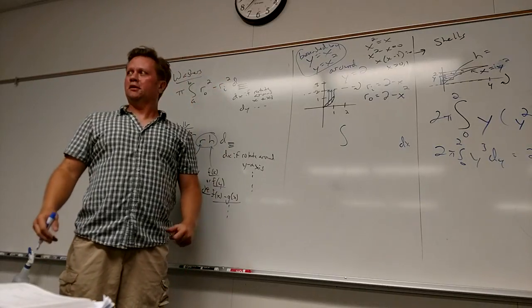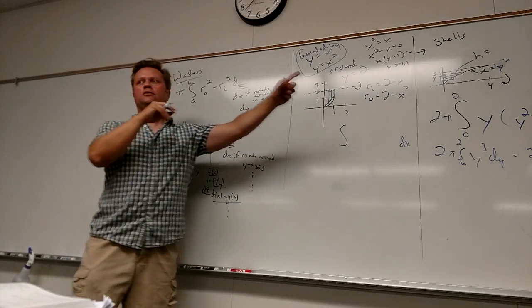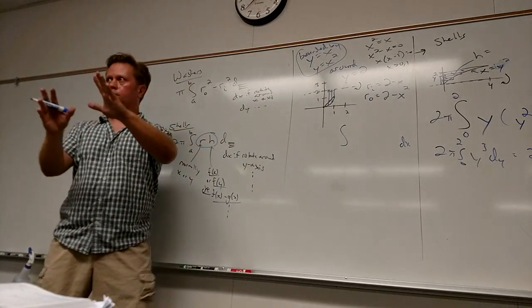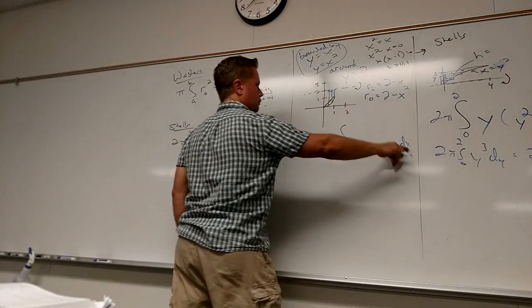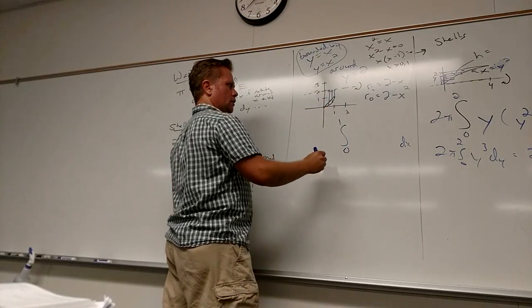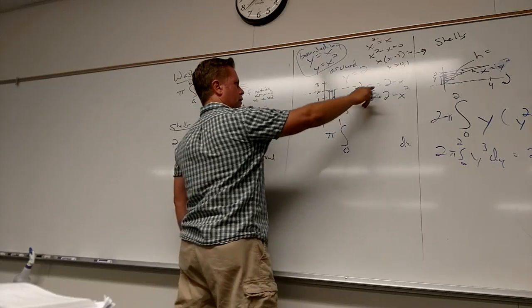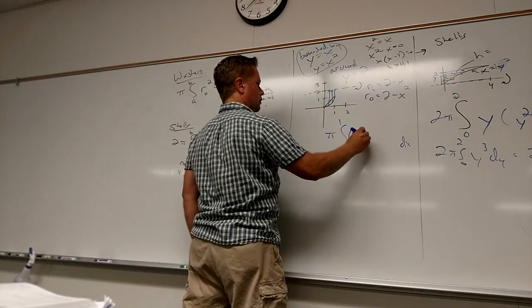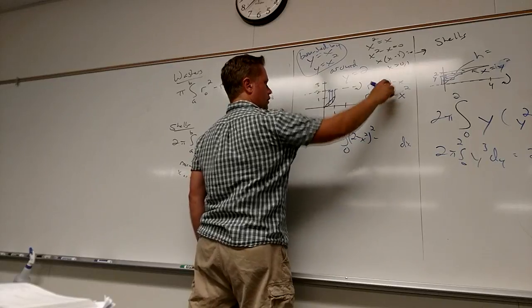All right. And so now that's real. Once I got those two, I'm basically ready. What are my limits going to be? 0 to 1. You can't go wrong with this one. Pi, and then I got my r outer squared minus my r inner squared.